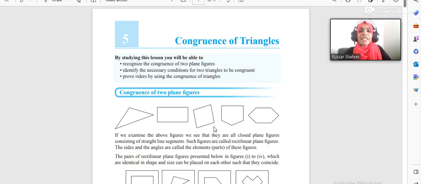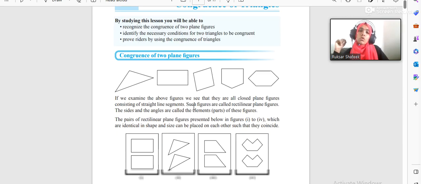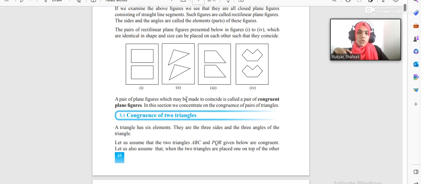Hello there once again. So today we are going to start off with chapter 5, that is congruence of triangles. Before we move into the cases of congruency itself, we need to understand what congruency means. So what exactly does this congruency mean? They've given us a definition here. A pair of plane figures which may be made to coincide is called a pair of congruent plane figures.